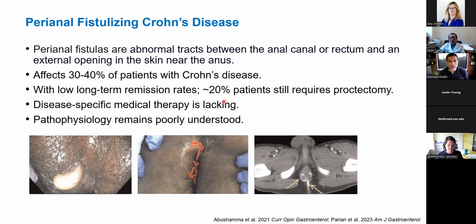And even with now many options of targeted therapies for IBD, still about 20% of those patients require proctectomy due to their poorly controlled disease. And right now, we don't have a good disease-specific medical therapy for this condition. And the pathophysiology of this condition has been very poorly understood.